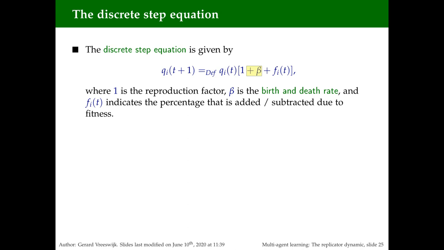So given a number of participants, a number of these participants will give birth to other individuals of type I, and a number of these individuals of type I will die. And that number is incorporated in the birth and death rate, which is a constant. And then this part is responsible for the variable percentage that is added or subtracted due to fitness.